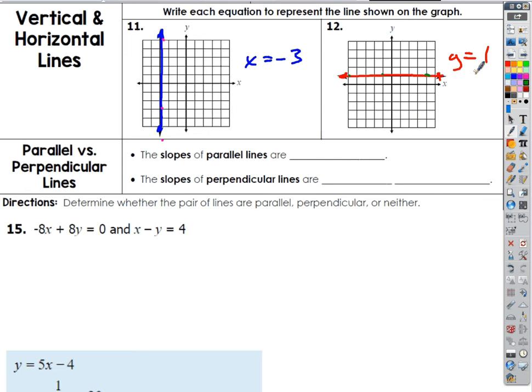Okay, so now moving forward a little bit. Parallel and perpendicular lines. See what you remember from Algebra 1. Slopes of parallel lines would have to be what?